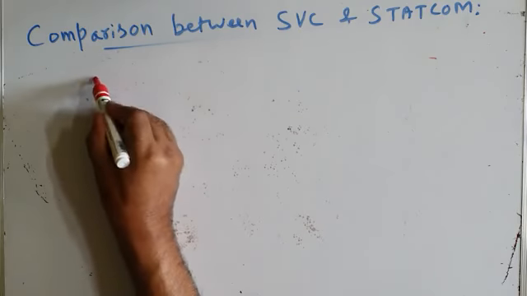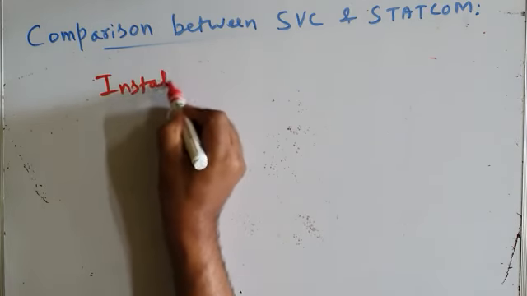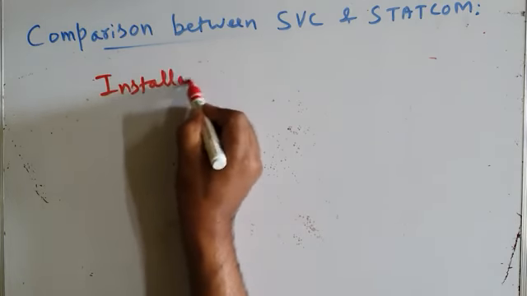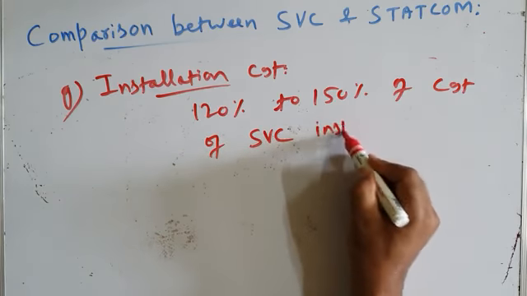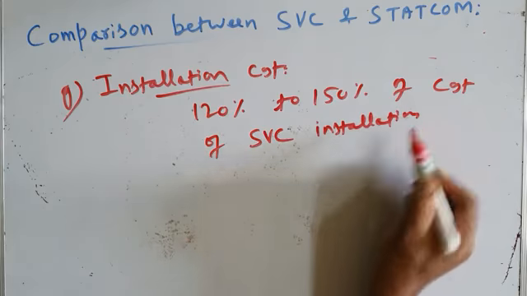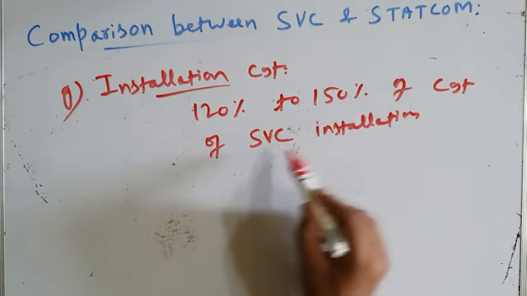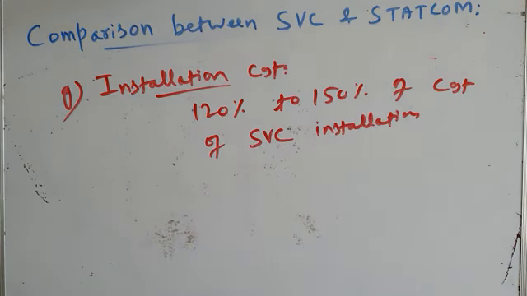Installation cost. Next is installation cost. This is G. Installation cost of STATCOM is higher. It is 120% to 150% of the installation cost of SVC. So therefore, this point also goes in favor of SVC.